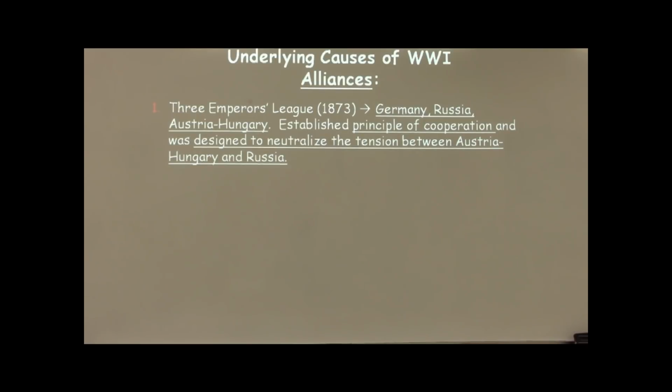Underlying causes of World War I. First of all, it would be the alliance system. The Three Emperors League, Germany, Russia, Austria-Hungary, established the principle of cooperation and was designed to neutralize the tension between Austria-Hungary and Russia. The dual alliance set up in 1879 between Germany and Austria-Hungary, and the purpose there was to isolate France.